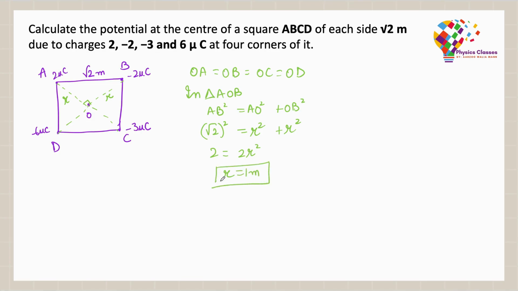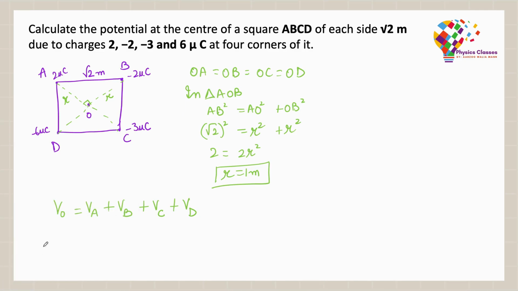Now, if I want to write the potential at the point O, then that would be equal to the potential due to the charge at A plus the potential due to the charge at B plus the potential due to the charge at C plus the potential due to the charge at D. Why am I adding all these? Because we already understand that potential is a scalar quantity, so I can directly add them.